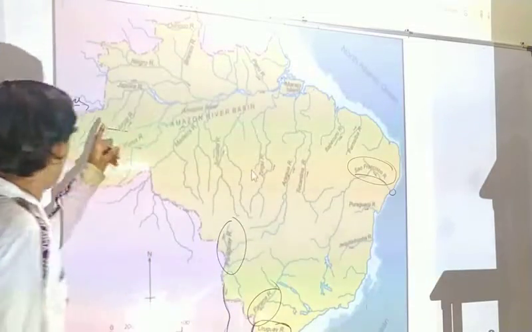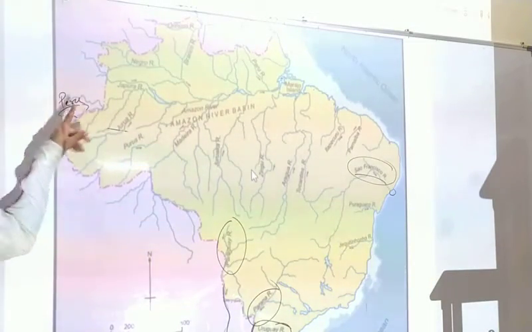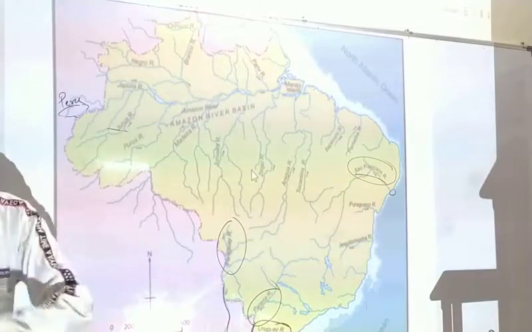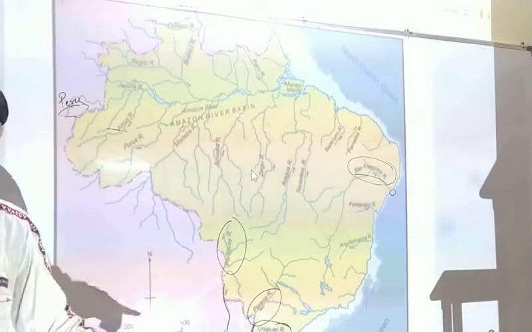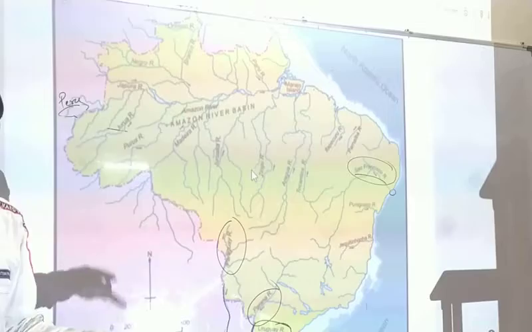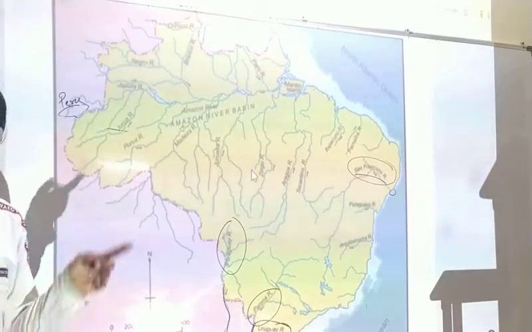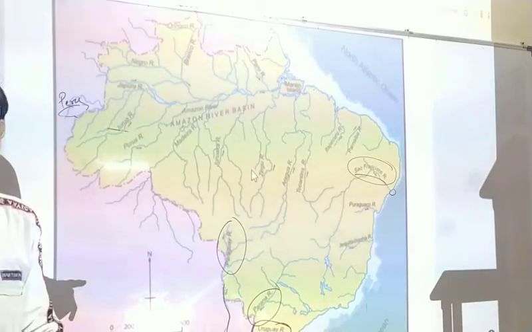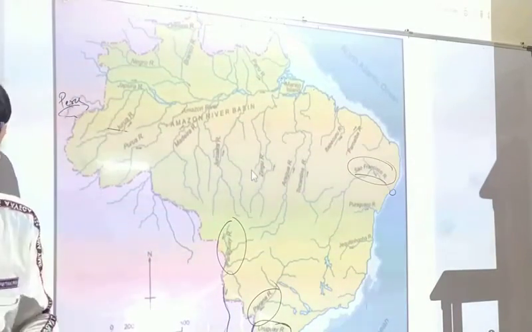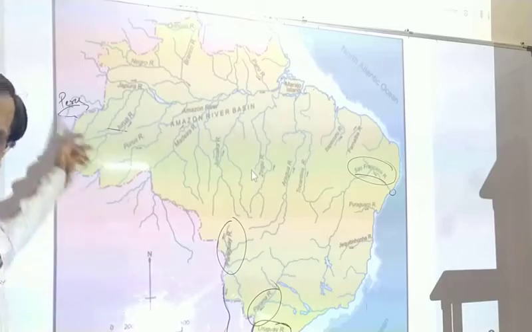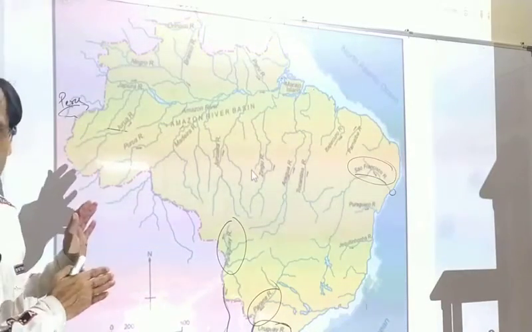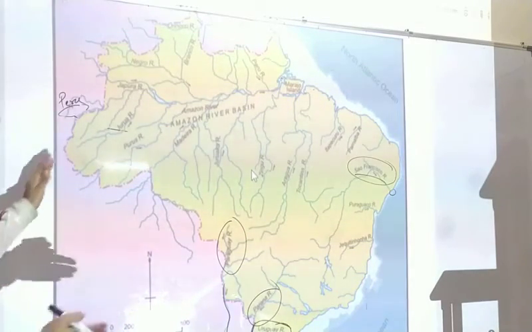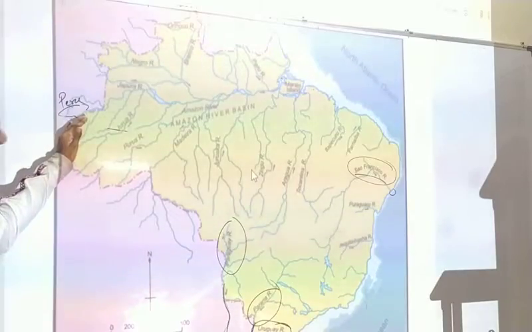You can see the Amazon River is coming from Peru. The Amazon River does not originate in Brazil. Even though it flows through Brazil, it does not collect its headwaters from Brazil. It originates in the Andes Mountains in Peru. Peru is another country bordering the western part of Brazil.